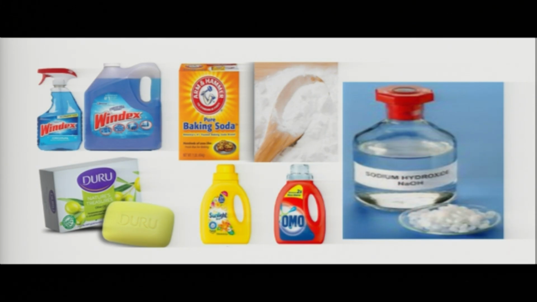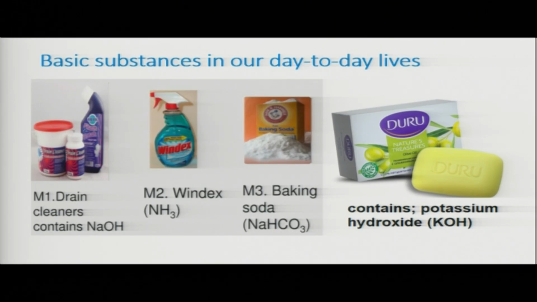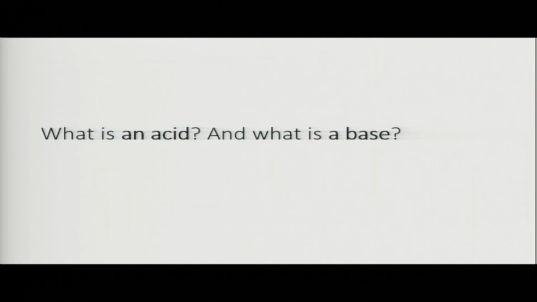Did you know that these components are actually basic? Yes, they are. The Windex is ammonia. Baking soda is sodium hydrogen carbonate. The soap you use has potassium hydroxide, which gives it that soft aspect, that when you use it, you feel your body is very soft. So we are actually surrounded by acids and bases.